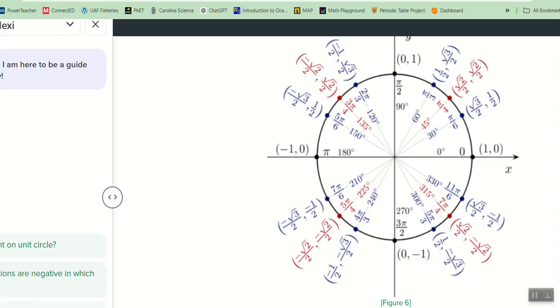The second that you have this one, 30, 60, 90, this is a 30, 60, 90. This is a 30, 60, 90. I get the same triangle showing up all over the place.